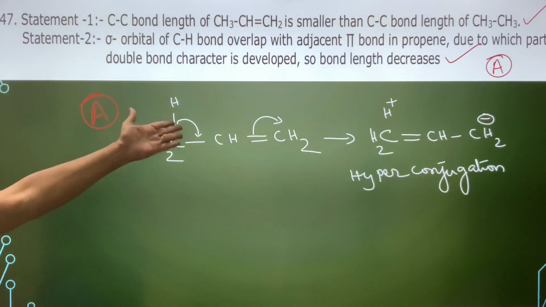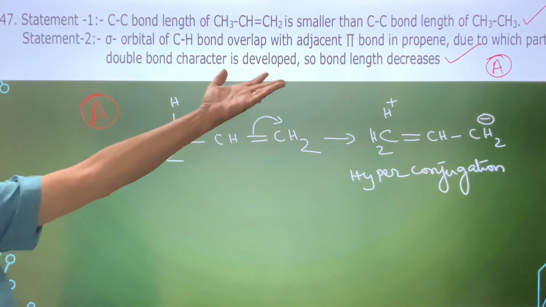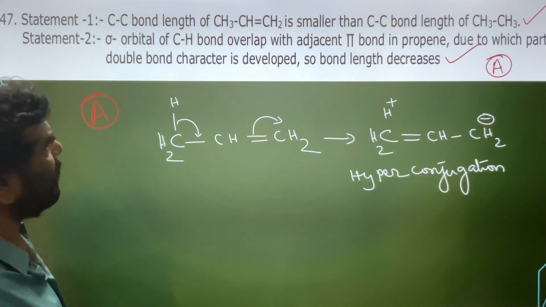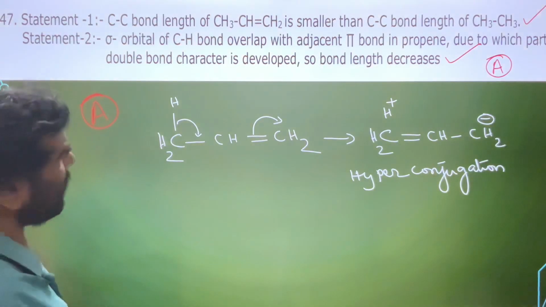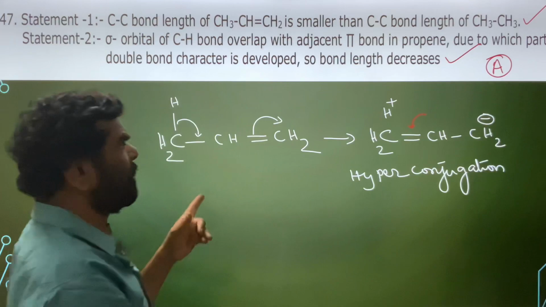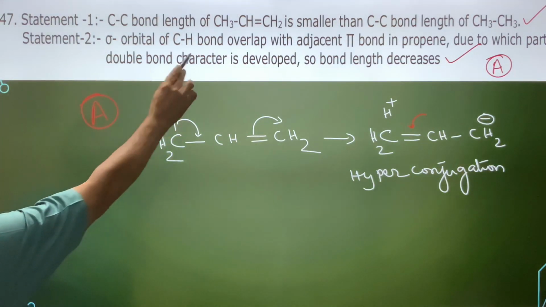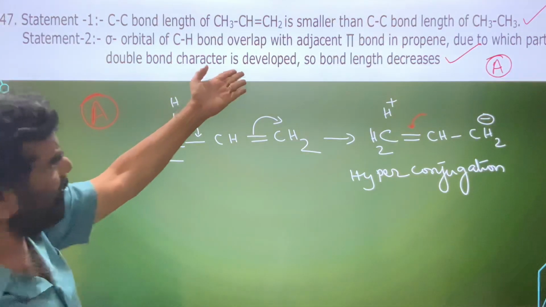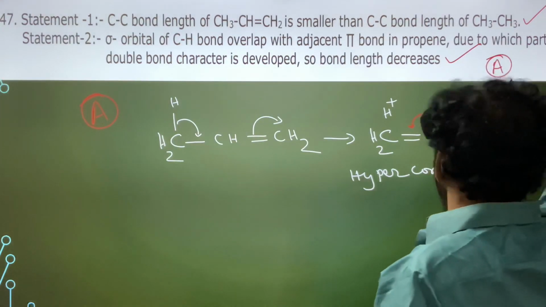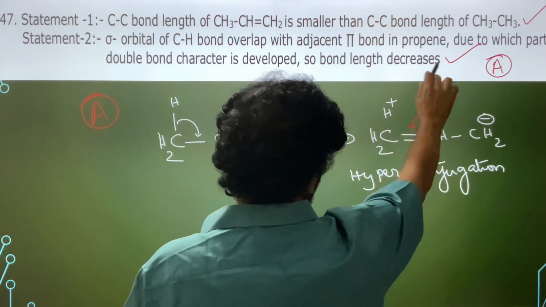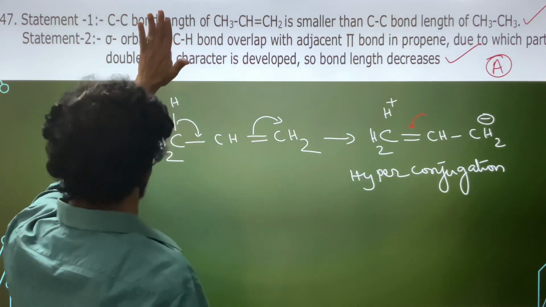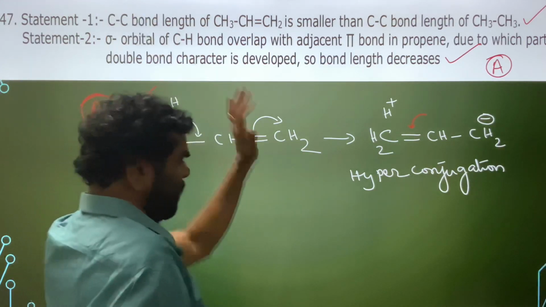And propene, the carbon-carbon single bond length of propene is smaller than the sigma bond length, due to hyperconjugation. This is acquiring the double bond nature due to hyperconjugation. Therefore, this is correct. And sigma orbitals, this is the statement given as the explanation of hyperconjugation. So the partial double bond character is developed, so the bond length decreases. Correct explanation. A is correct. Statement 1 is correct, statement 2 is correct. This is the correct explanation for the first one.